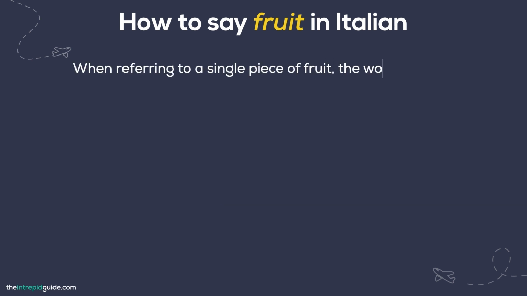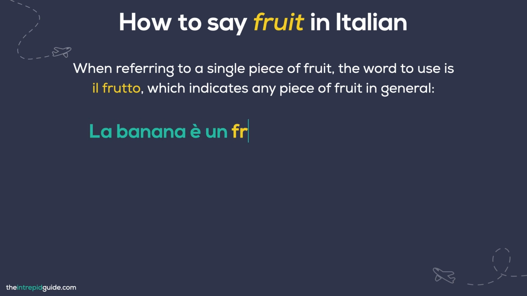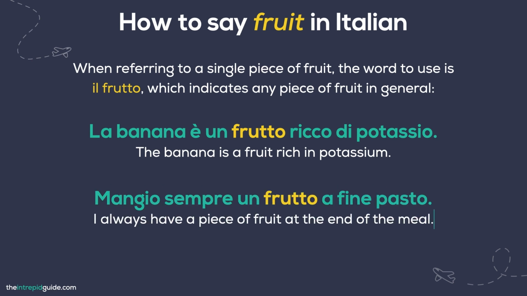Instead, when referring to a single piece of fruit, the word to use is il frutto, which indicates any piece of fruit in general. Take a look at these examples. La banana è un frutto ricco di potassio. The banana is a fruit rich in potassium. Mangio sempre un frutto a fine pasto. I always have a piece of fruit at the end of a meal.